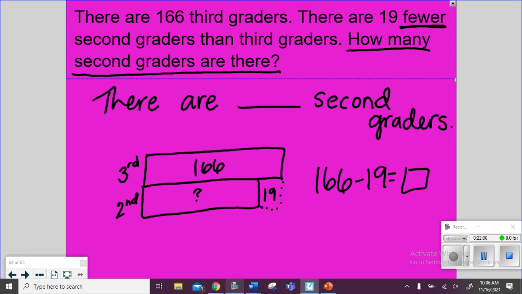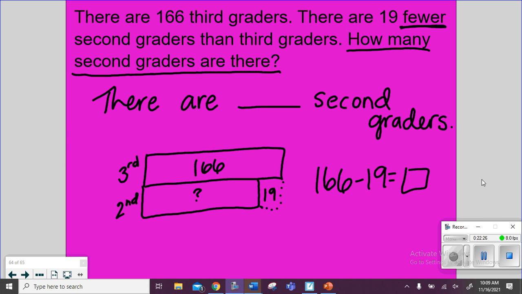I want you to solve this on a number line. Go ahead and try it in your notebook. If you get stuck, look at the one we just did. Try to count backwards on our number line.